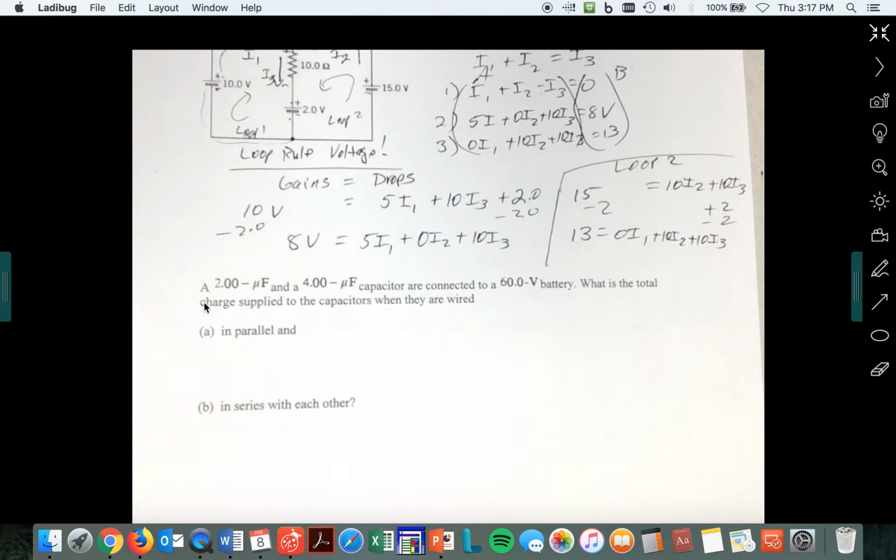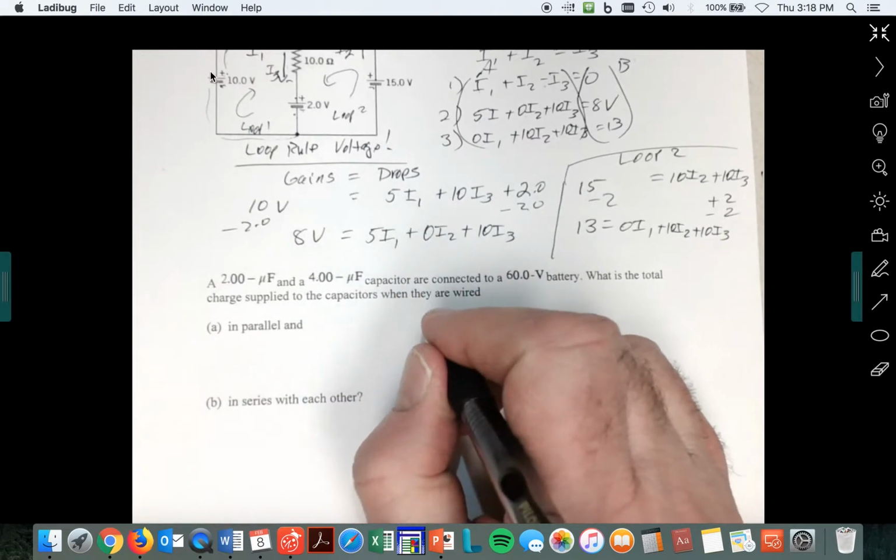Now here we go. We've got a 2 microfarad and a 4 microfarad capacitor connected to a 60-volt battery. What is the total charge applied to the capacitors when they are wired in parallel? Okay, the total charge now, that's Q. So we've got to find their equivalent capacitance when they're in parallel, and what is the total charge when they are in series with each other? Well, that's not a hard problem at all.